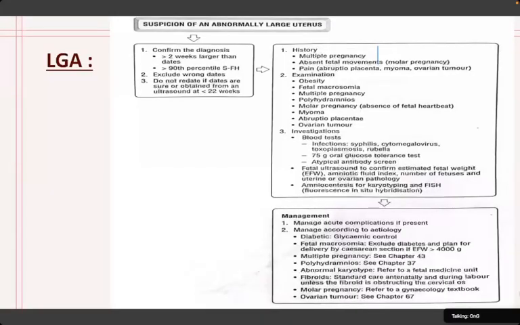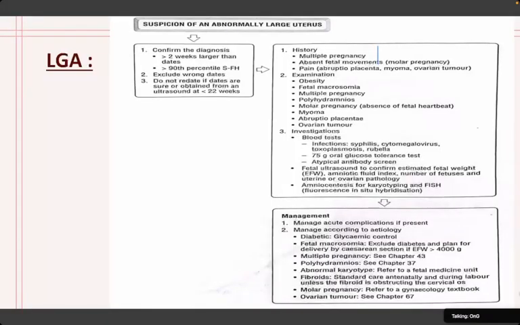So once large for gestational age is detected antenatally, the main focus is the timing and mode of delivery. The role of C-section delivery for fetal macrosomia has been debated, and it does appear to be associated with a reduced risk of adverse neonatal outcome, which is mainly birth trauma. However, the number needed to treat is very high.